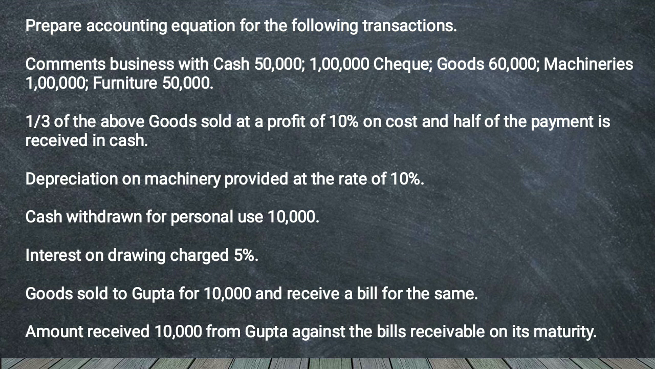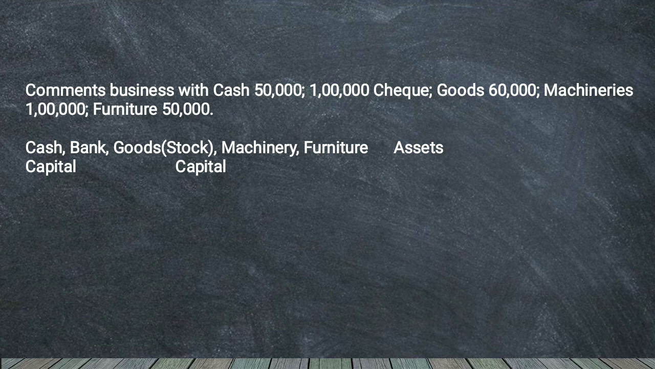Goods sold to Gupta for 10,000 and received a bill. So we have to decrease our stock, but at the same time we have to increase our bills receivable. In the last transaction, we are going to recover the amount of the bill, so it will increase your cash and it will decrease your bills receivable. So here let's discuss the first question.